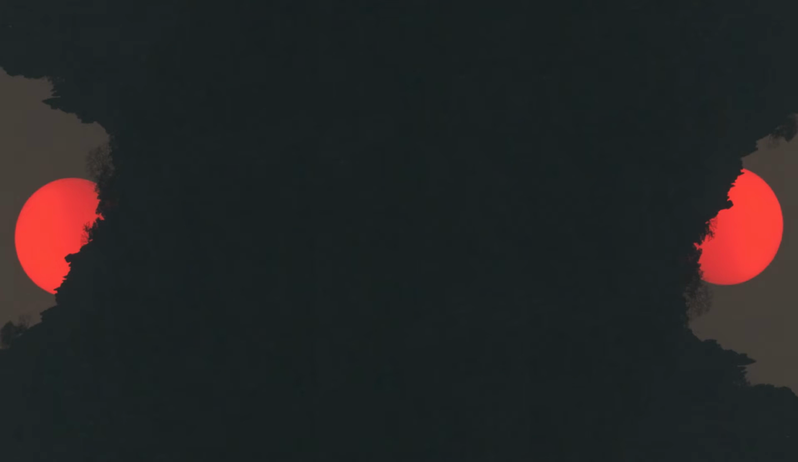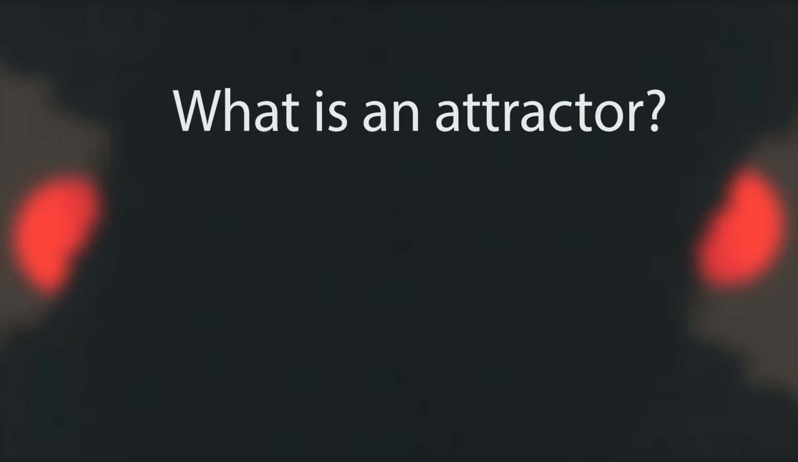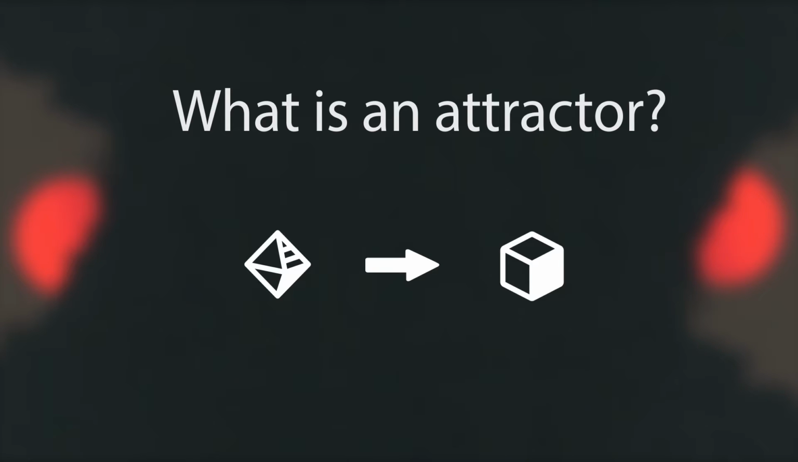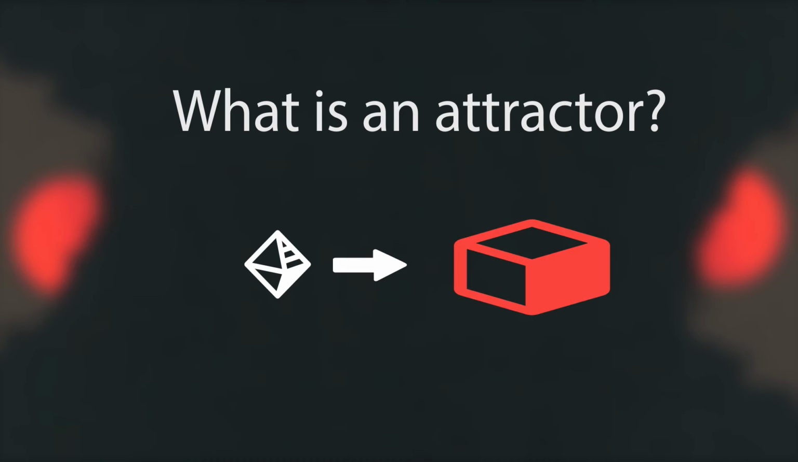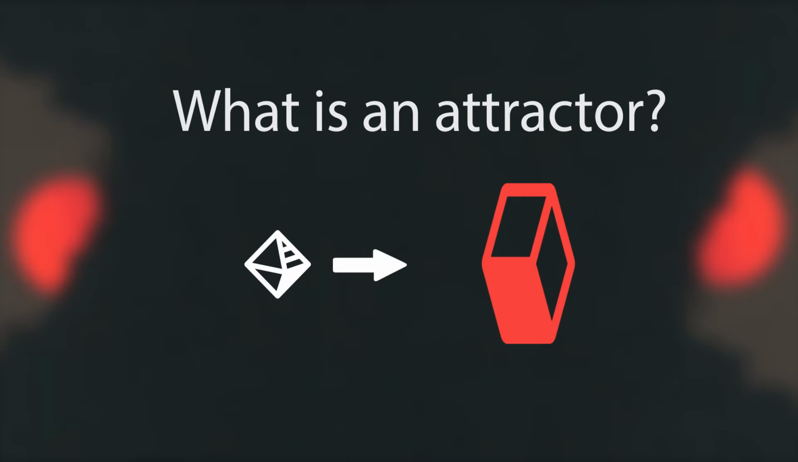Now you might be asking, what is an attractor? An attractor is the geometry that influences surrounding objects' attributes. So it could change an object's size, its shape, its color, its rotation, pretty much anything that object can do or be can be influenced by an attractor.